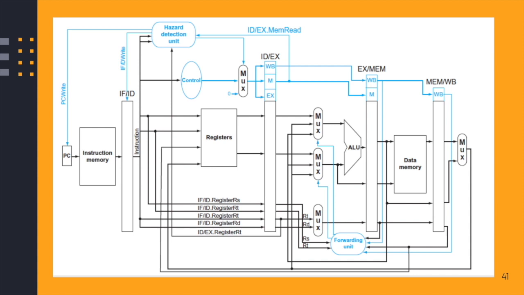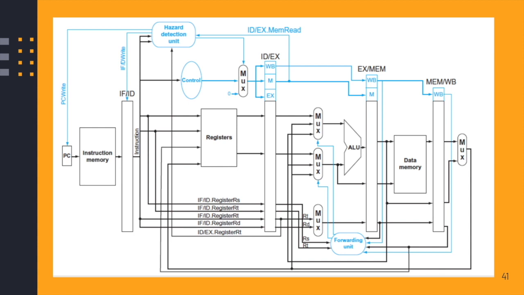So, how can I perform the stalling? As I told you, I do not want this instruction in the decode stage, which is instruction n+1, the add instruction, to move to the execute stage. So how can I perform this? I need to keep this instruction in the decode stage. Therefore, I have two outputs from the hazard detection unit, PC write and if/id write. These will prevent the program counter and the if/id pipeline register from updating.